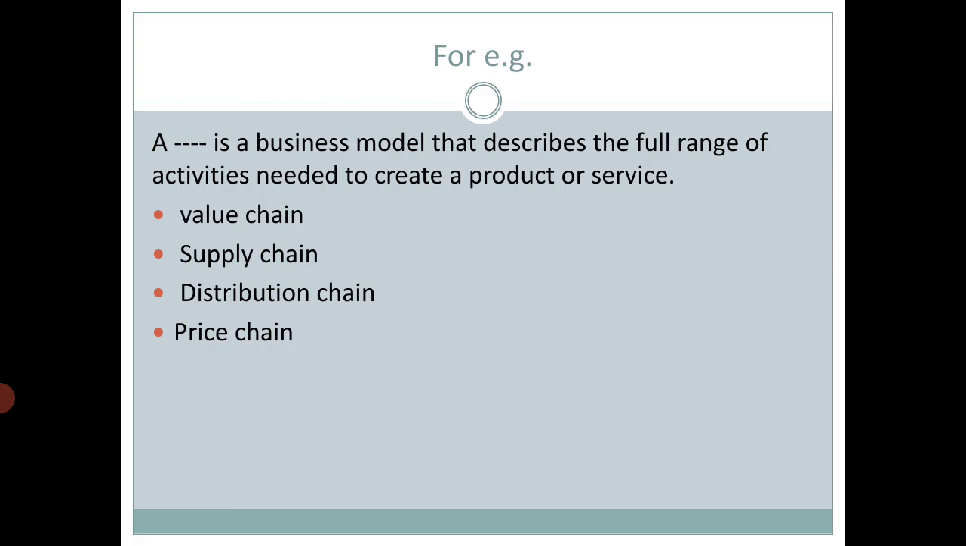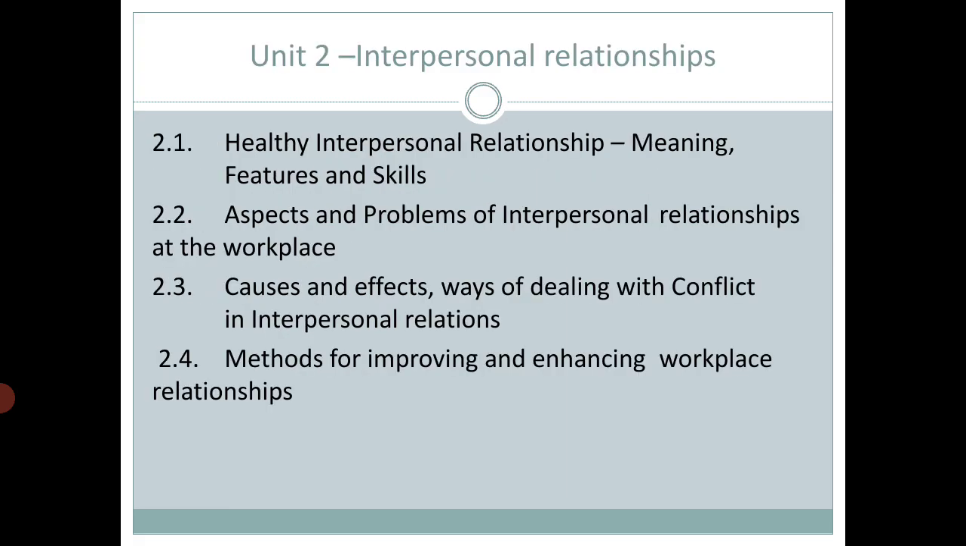Okay, so here, we have studied this, right? A dash is a business model that describes the full range of activities needed to create a product or service. Okay, what is it? Value chain, is it? Okay, then interpersonal relationship. What is interpersonal relationship?